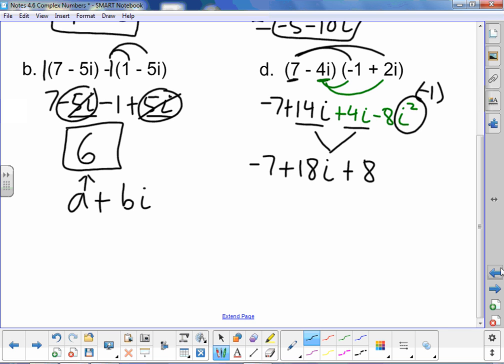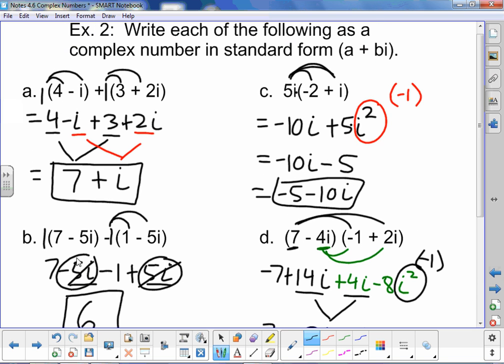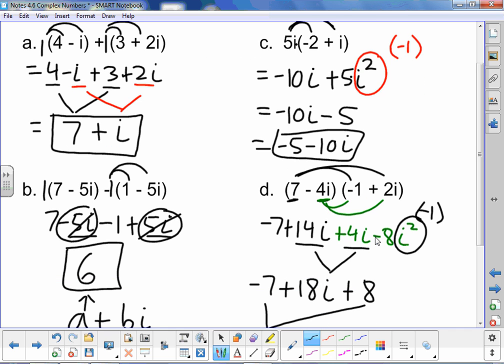And one more combination here. I'm going to put my real numbers in the front because it should be a plus bi, so that's going to be a 1 plus 18i. So in this case, my a is a 1, my b is an 18, a plus bi. And that's how you perform operations. So if you notice, we did addition. This was one complex number plus another complex number. This was subtraction. This is a complex number minus a complex number. This is my multiplication. This was actually another type of multiplication, some people call it the foiling method, but it's actually double distribution.